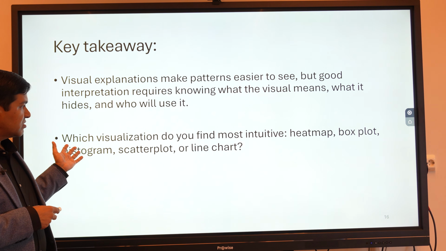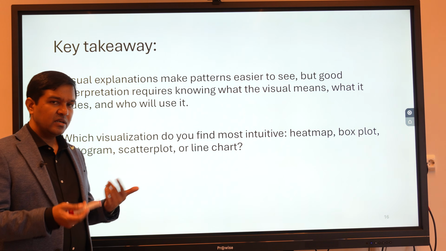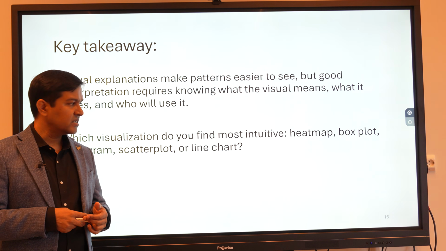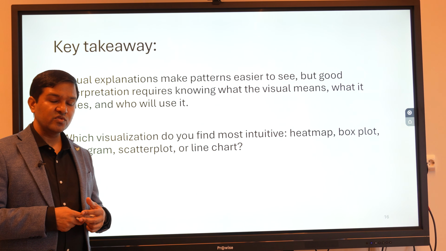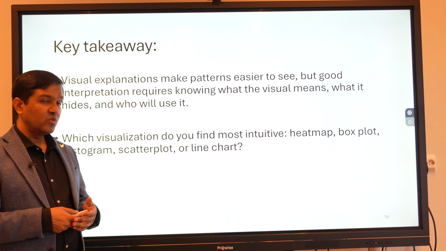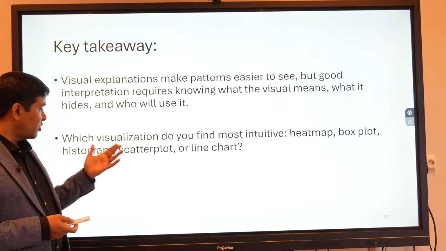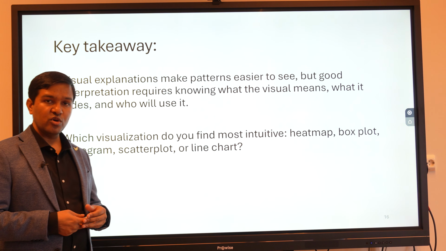So that was good. Now the question is, we saw the different visualization techniques. Which visualization technique do you find most intuitive? Was it a heat map? Was it a box plot, histogram, scatter plot, or line chart?